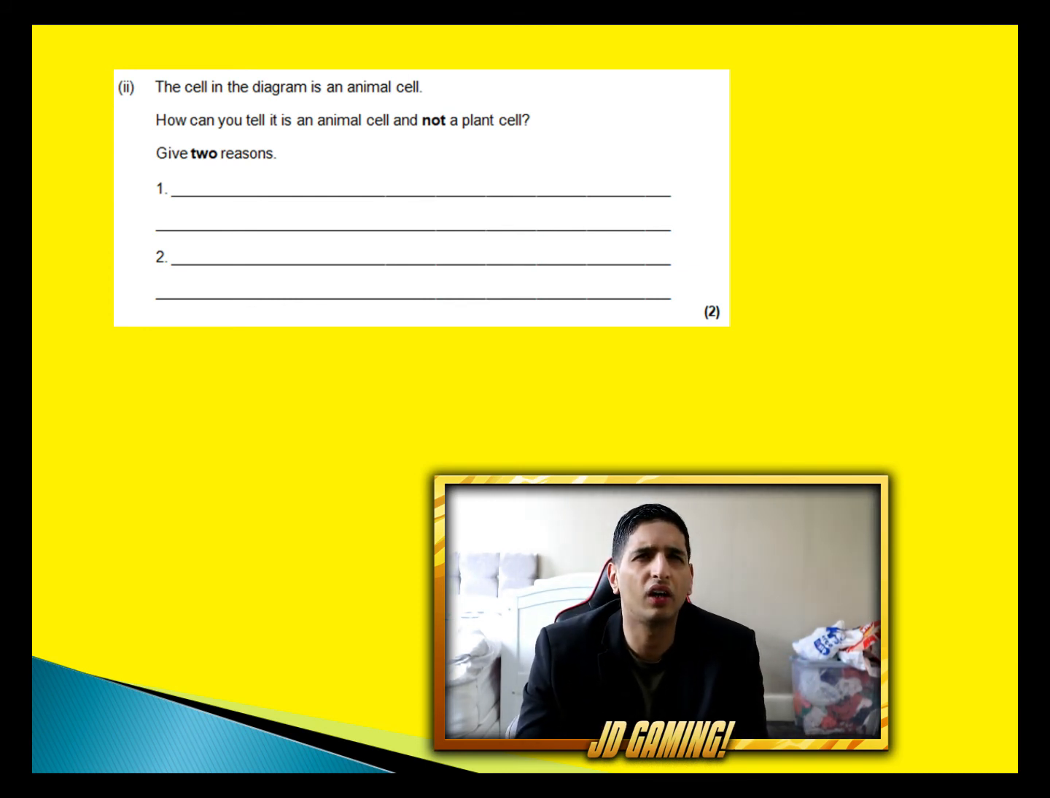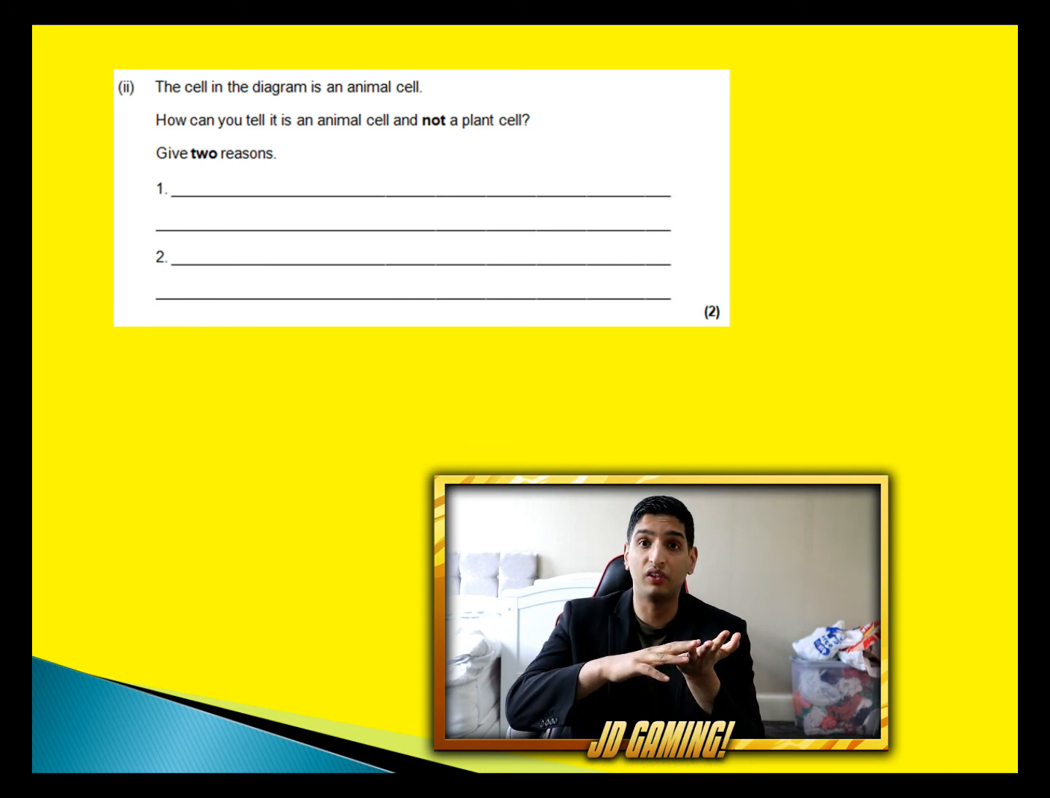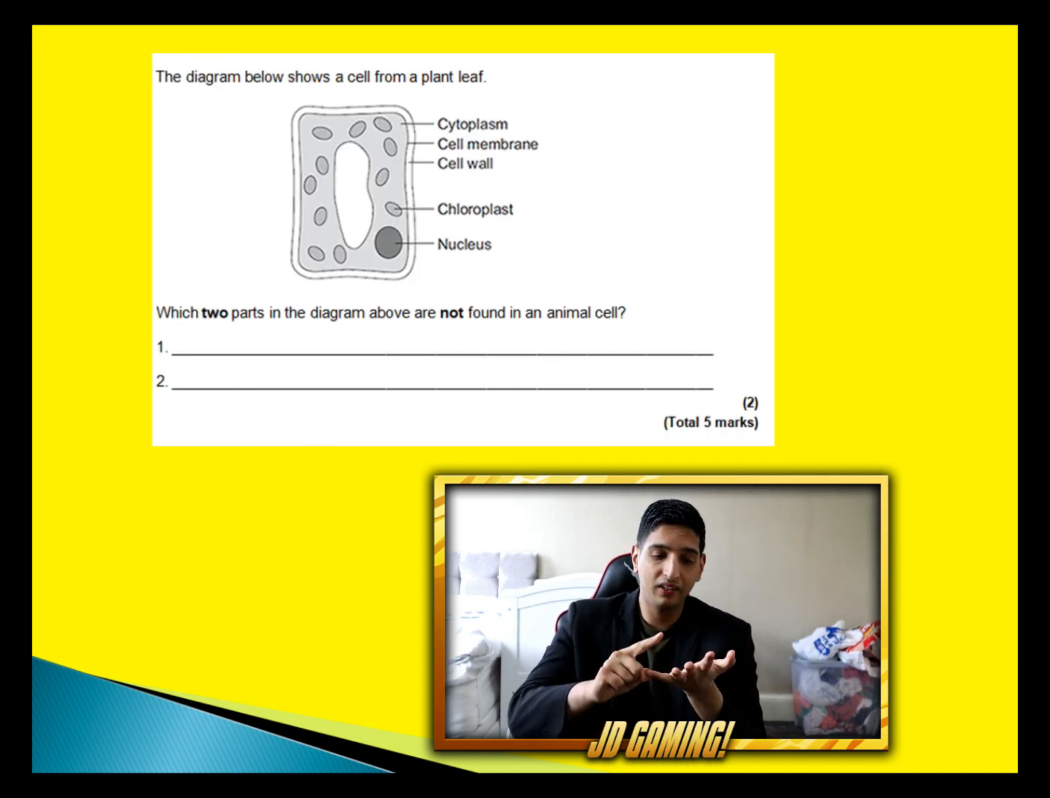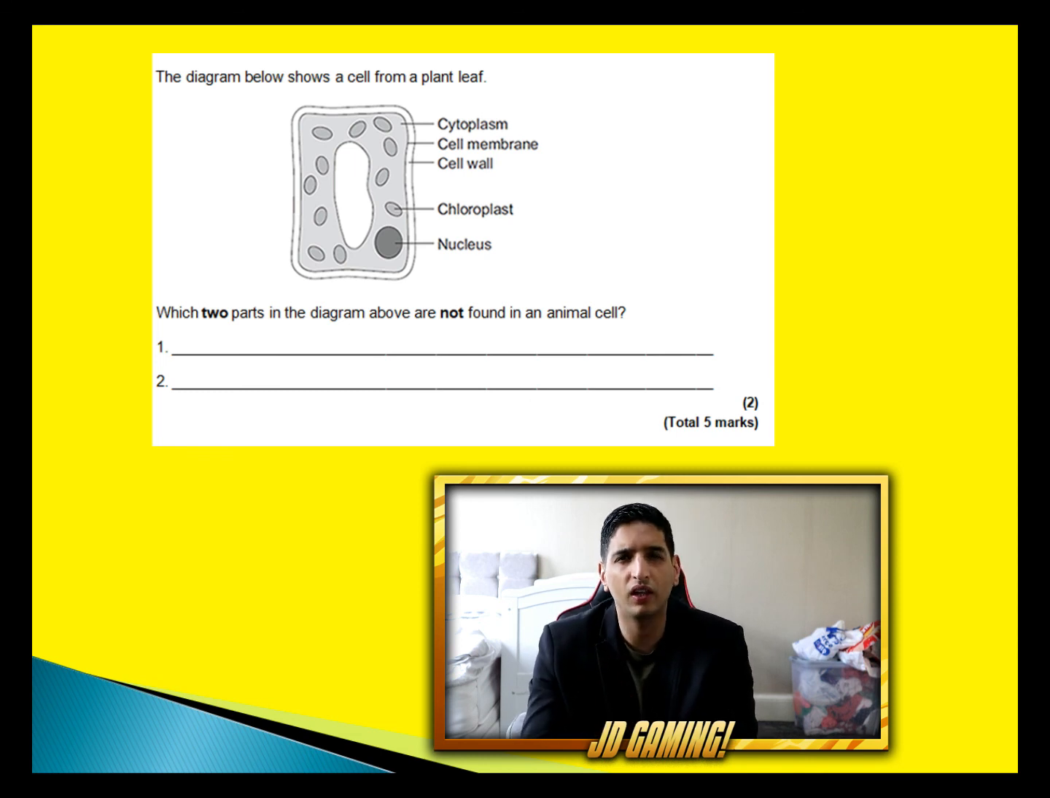Now the cell in the diagram is an animal cell. How can you tell it is an animal cell and not a plant cell? Well, it's not a plant cell because it doesn't have chloroplasts and it doesn't have a cell wall. Neither does it have a vacuole. So there's another typical question right there. So hopefully by the end of this lesson, now that you know these questions, you'll be ready to answer any animal and plant cell question there is in the GCSE exam.